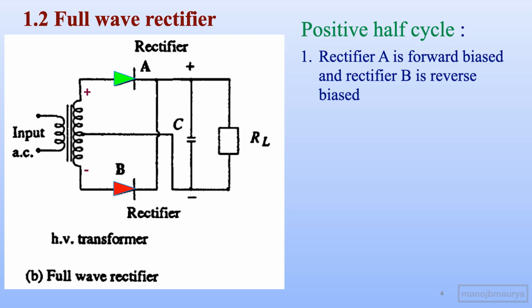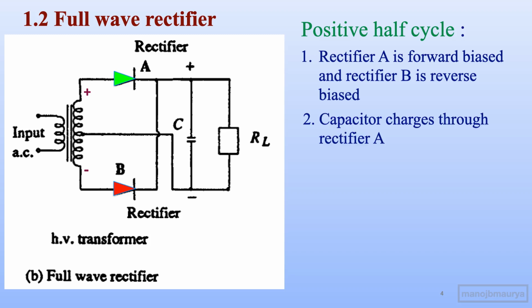During this condition, the current will flow in the manner indicated, from the transformer secondary through rectifier A, load resistance RL, and back to the center tap. So please observe the animation for current flow as visible here. Current originates from the upper terminal of the transformer secondary and terminates on the center tap winding terminal.